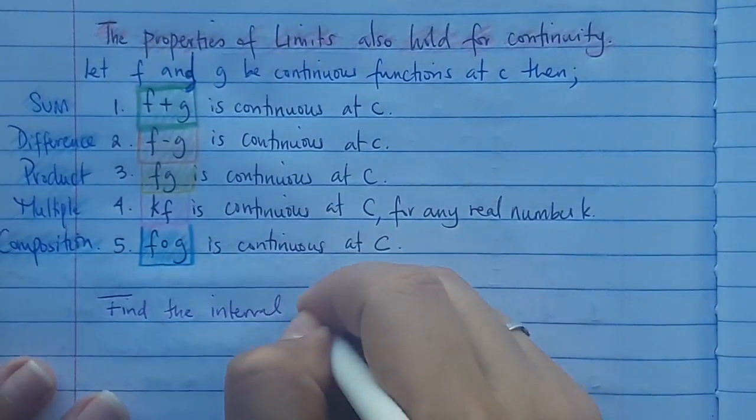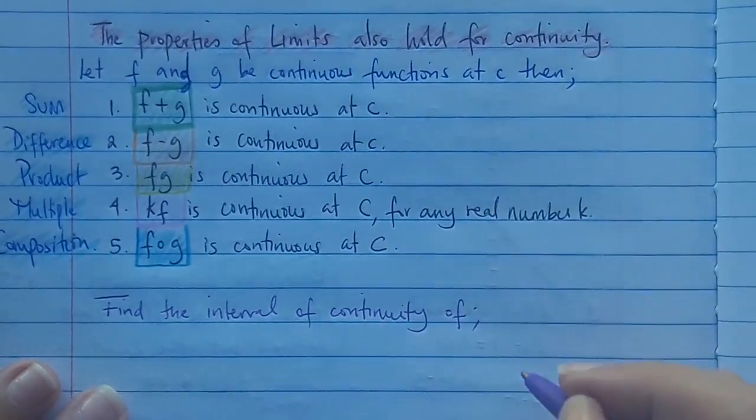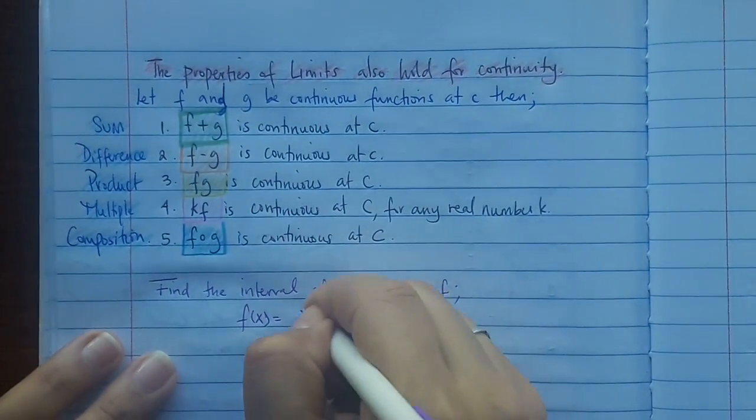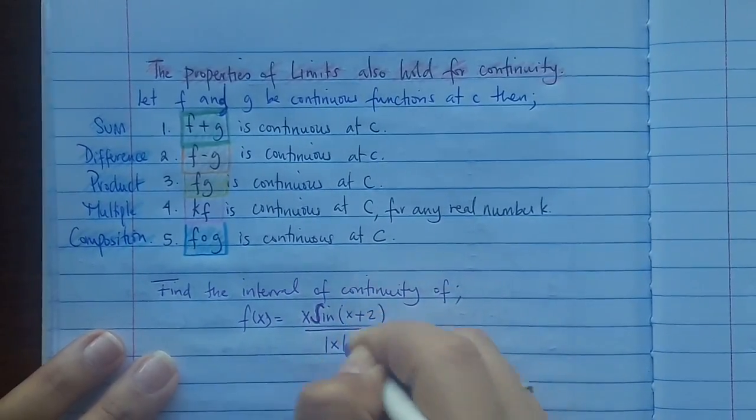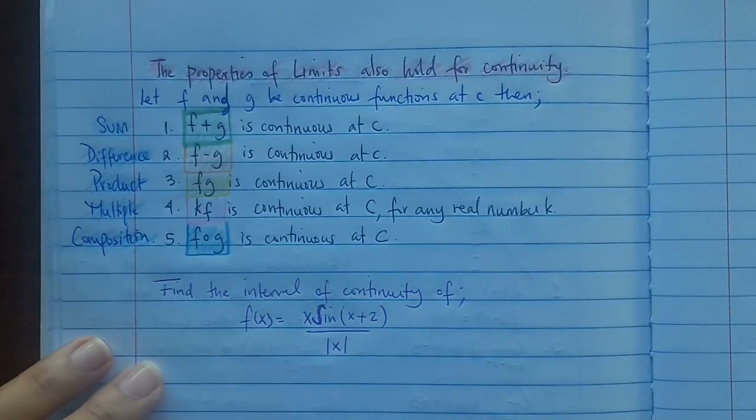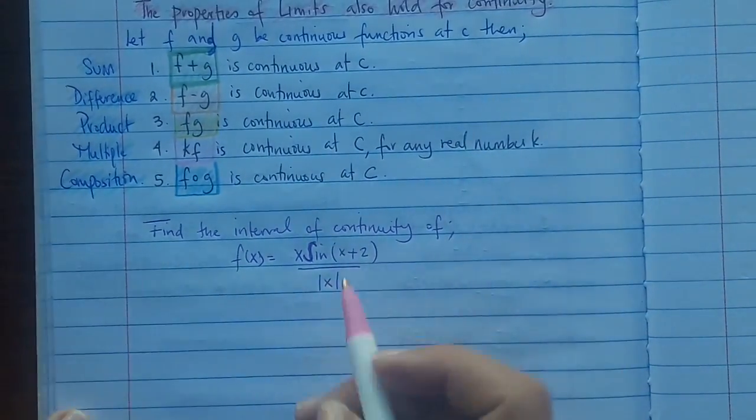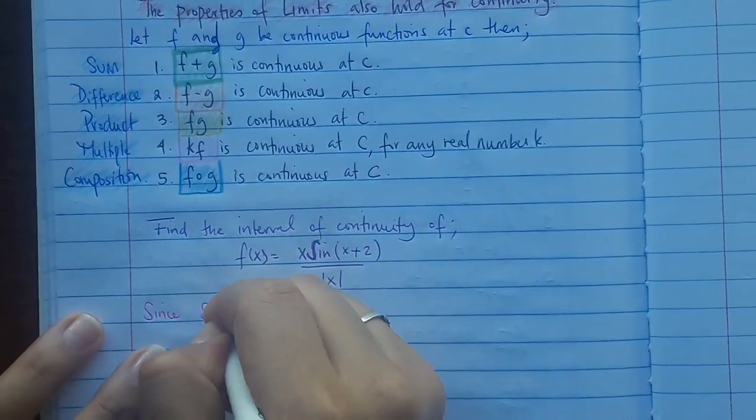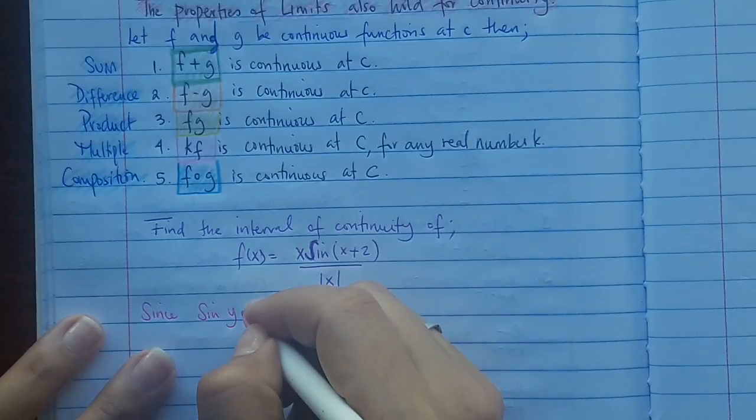So let's say you had a question like this. All right, so find the interval of continuity of this function. You can look at it individually. Okay, so since sine of something is continuous, because sine is a continuous function, and also y equals x plus 2 is a linear function, so that's continuous.